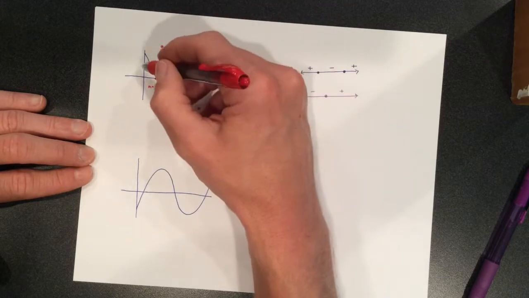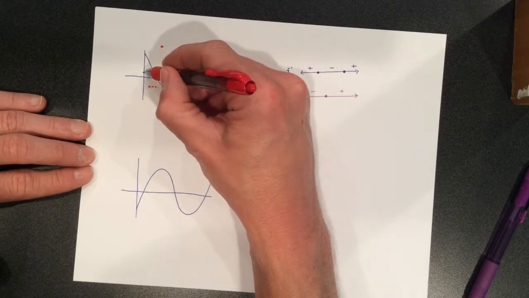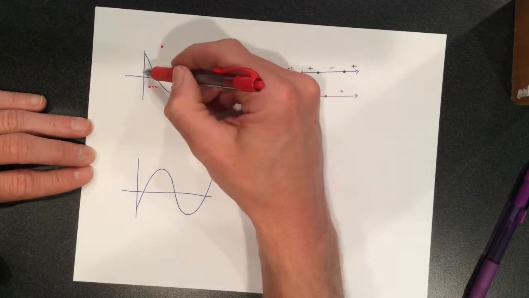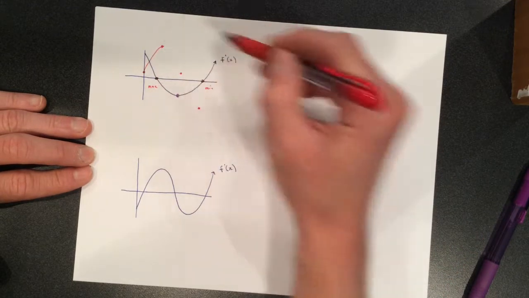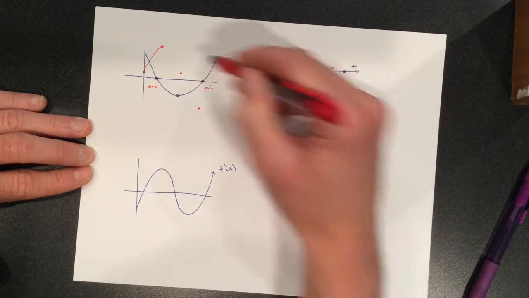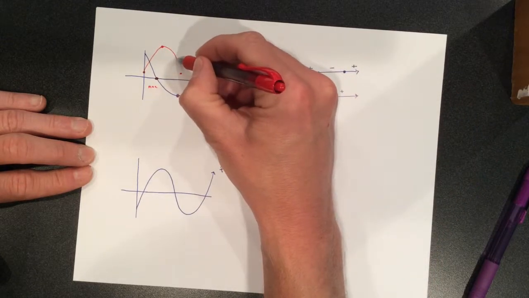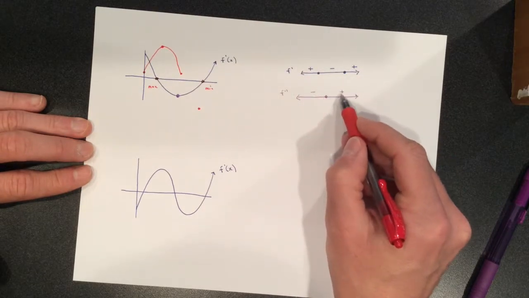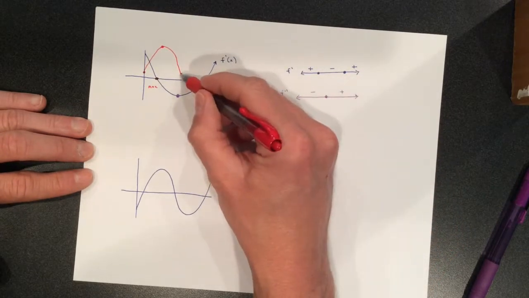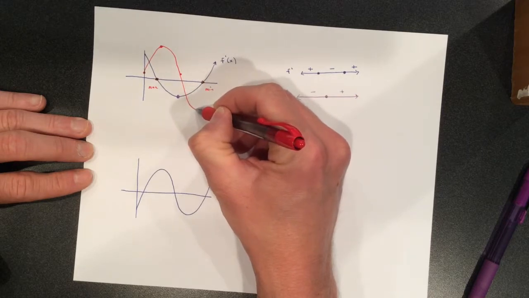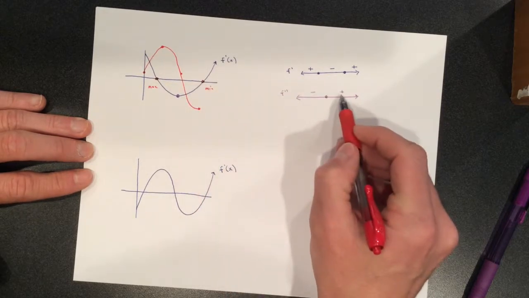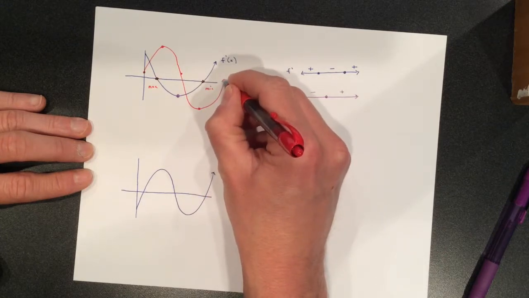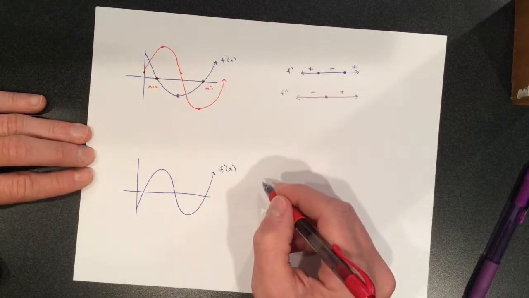Start anywhere you want. It doesn't matter. Let's start right here. We don't know the y value unless you're given more information. And it's increasing, concave down. Then it's decreasing, still concave down. At this point, now it changes to a smile, concave up. Start smiling. And at that point, it's concave up still, but then it's going to start increasing. And it looks something like that.